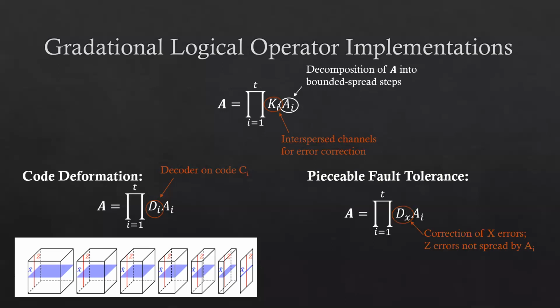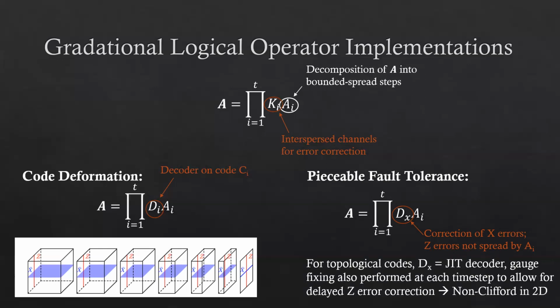We also show that peaceable fault tolerance, whereby we perform some diagonal operation which commutes with Z stabilizers, allowing us to perform correction of X errors, while also not spreading Z errors, such that their error correction can be deferred to the end of the process, can also be understood as an example of gradational logical operator implementations. We note that peaceable fault tolerance is successful on concatenated codes and can be generalized to topological codes by using a just-in-time decoder in the place of the decoder DX and combining it with gauge fixing, which allows us to perform Z error correction. This allows for a non-Clifford gate in 2D surface codes, as shown by Ben Brown, building on work by Hector Bombin.